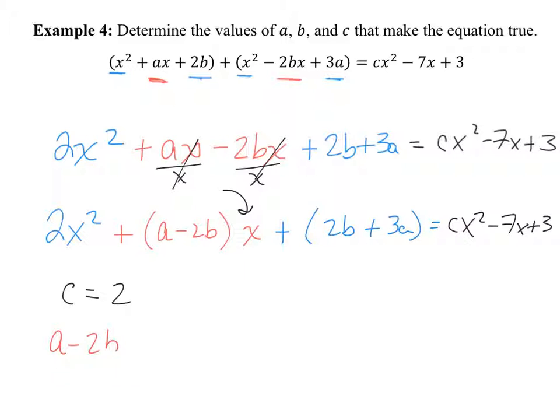A minus 2b is negative 7. Yeah, a minus 2b has to be equal to whatever's in the coefficient of x over here, which is negative 7. Again, the coefficient of x on the left-hand side must equal the coefficient of x on the right-hand side, so a minus 2b is definitely negative 7.